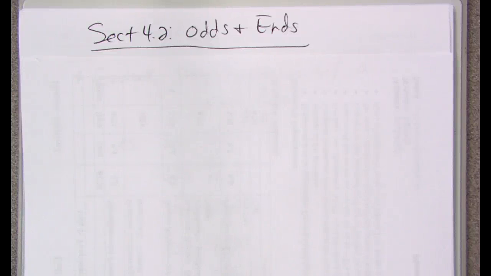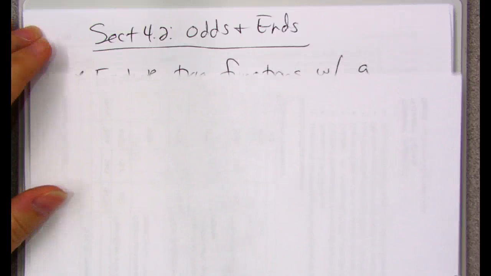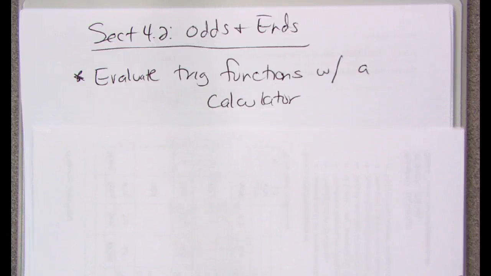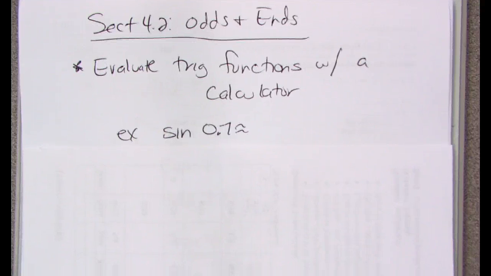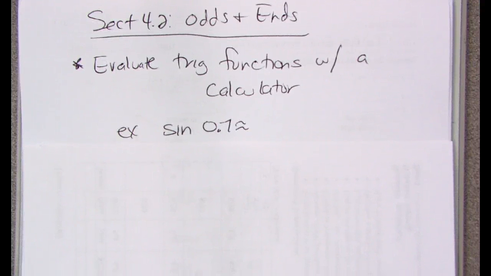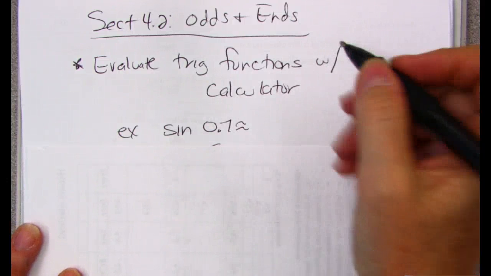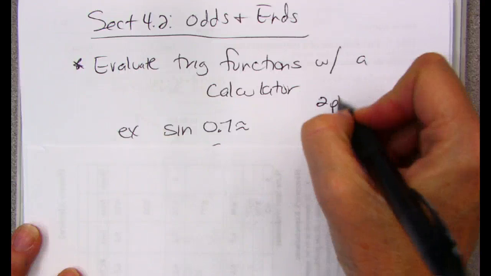Okay, so we have one more thing left in 4.2 that we didn't get to do yesterday. And that is evaluating a trig function with a calculator. So try that problem. And let's round to, let's see, what do we want to do? How about we round to 2 places?